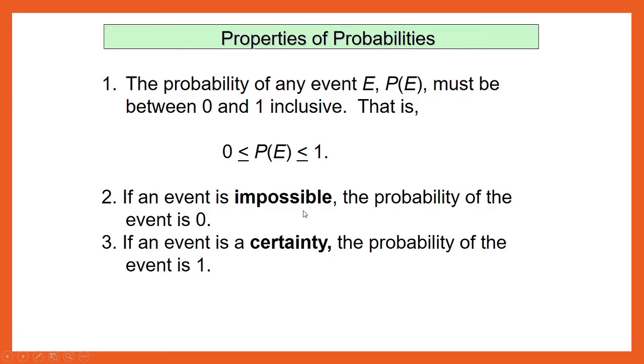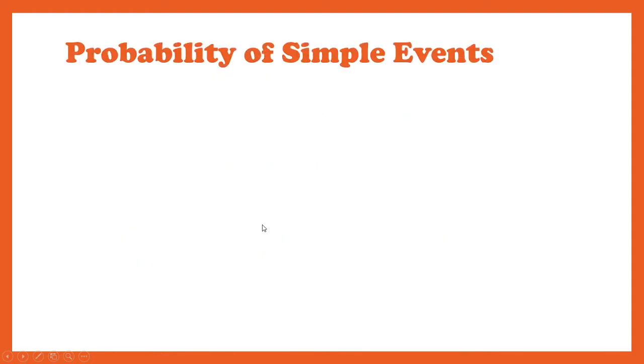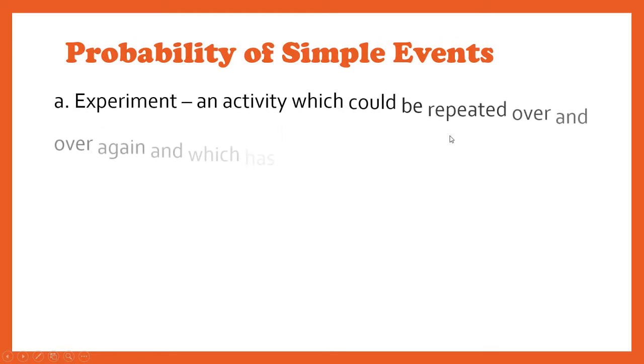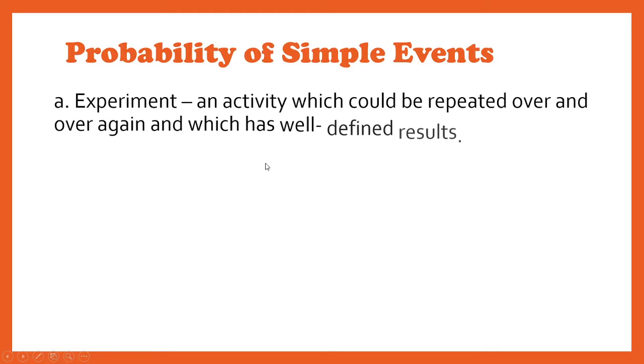Now, if an event is impossible, the probability of the event is 0. So, impossible to happen. And for number 3, if an event is a certainty, so they're meaning to say 100% it will happen, the probability of the event is 1. Okay? So, these are some terms that you will remember for probability of simple events.